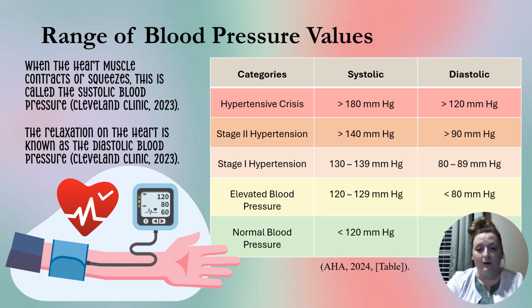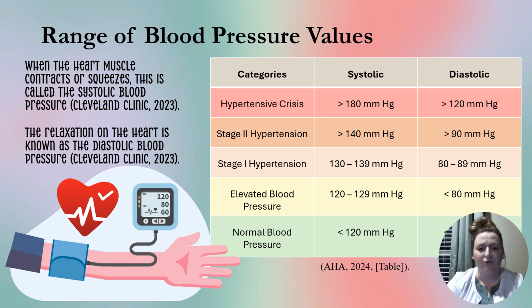There are 5 categories of blood pressure readings, and you can refer to the chart from the bottom up to the top. A normal blood pressure reading is a systolic of less than or equal to 120, with a diastolic of less than or equal to 80. An elevated blood pressure is a systolic of 120 up to 129, with a diastolic of less than or equal to 80. Stage 1 hypertension is a systolic reading of 130 up to 139, with a diastolic of 80 up to 89.